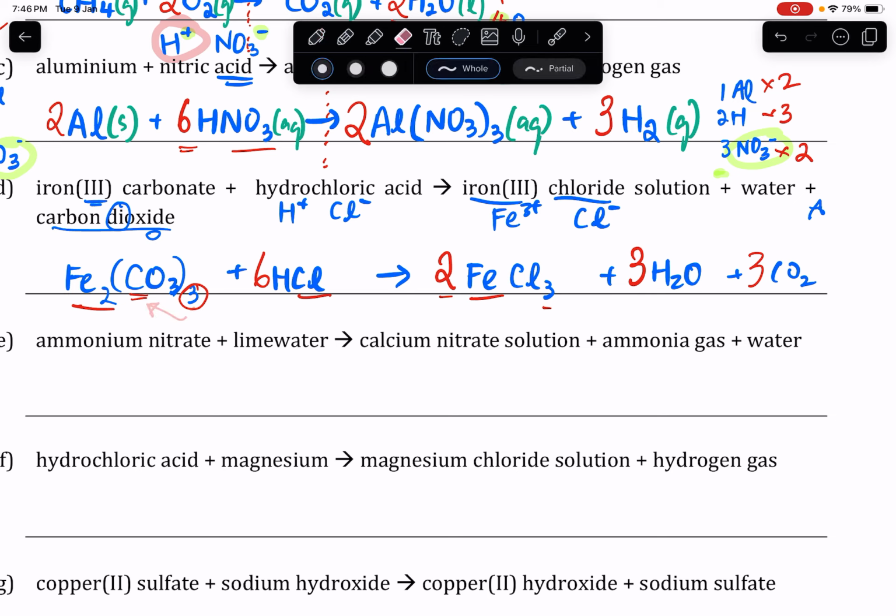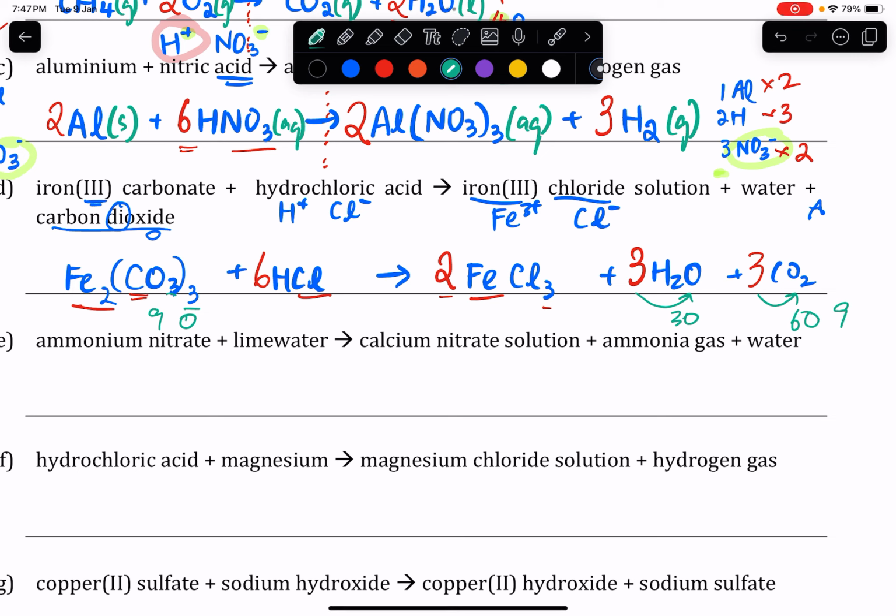Okay, finally, let's do an oxygen tally. It's very confusing because oxygen appears multiple times. Oxygen tally: 3 times 3, there's 9 oxygen here. On the right hand side, there's 3 O here, and there's 6 oxygen here. So total 9 oxygen. Looks like 90, but you know what I mean. 9 oxygen. Okay, so balanced. Yay.